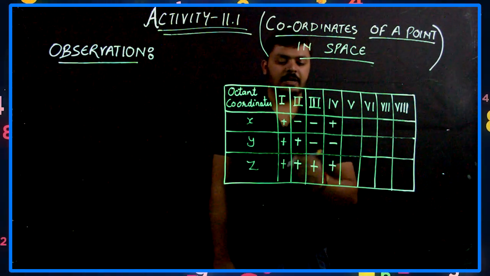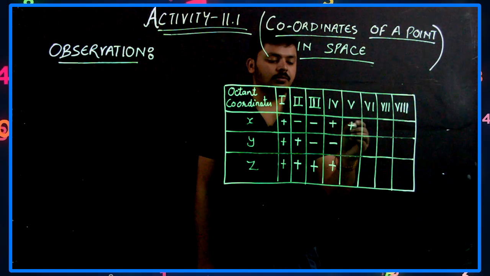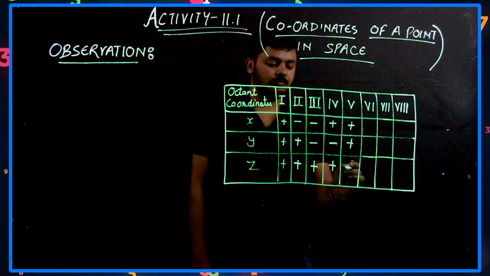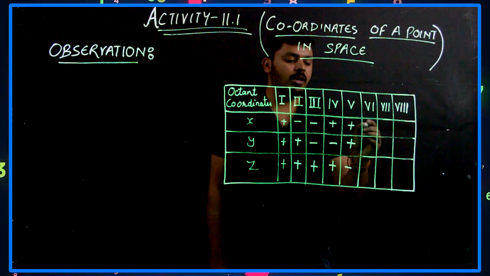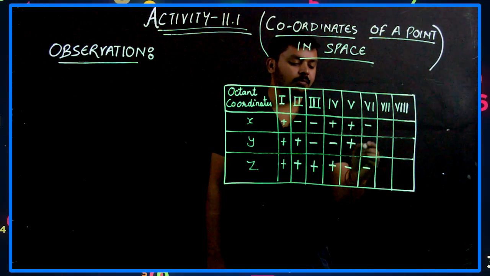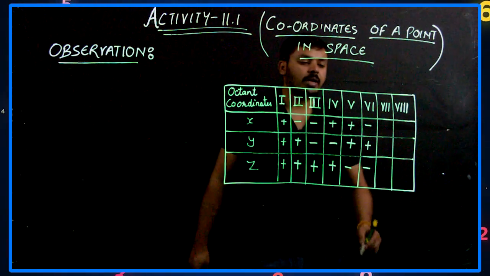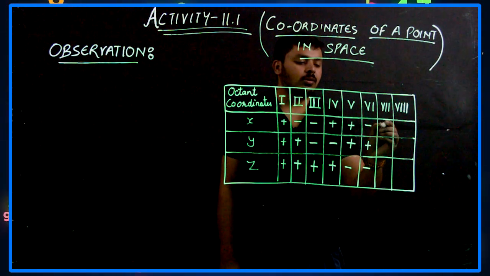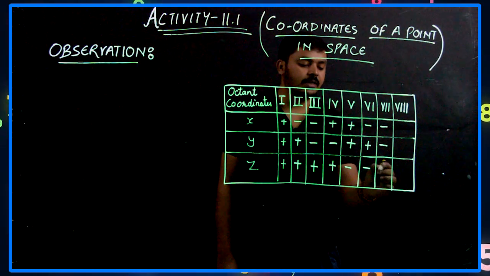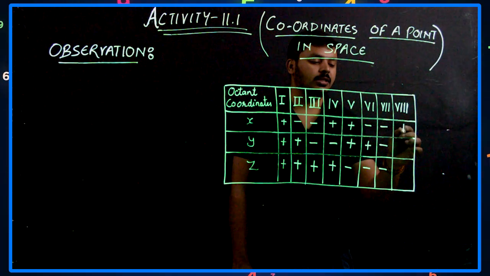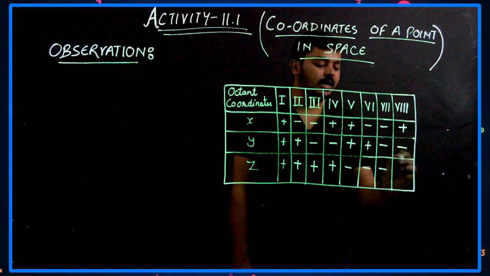In the fifth octant, x is positive, y is positive, and z is negative. In the sixth octant, x and z are negative and y is positive. In the seventh octant, all three values x, y, and z are negative. And in the eighth octant, x is positive, whereas y and z are negative.